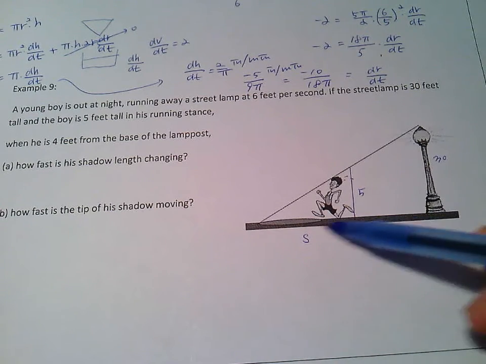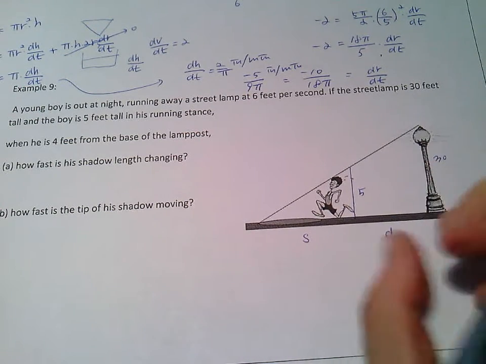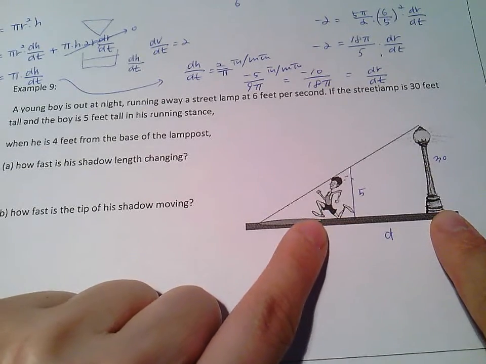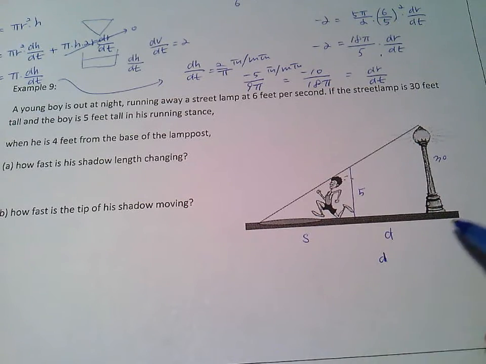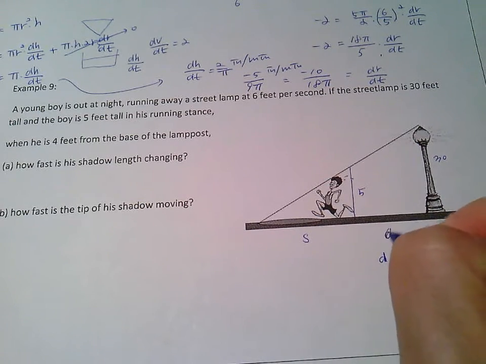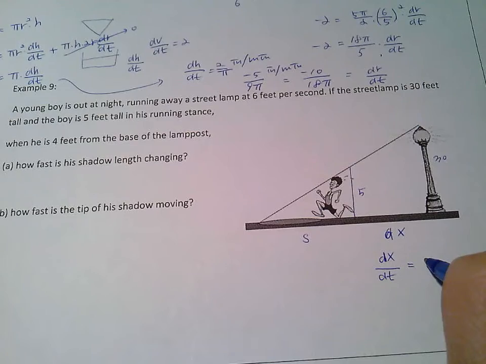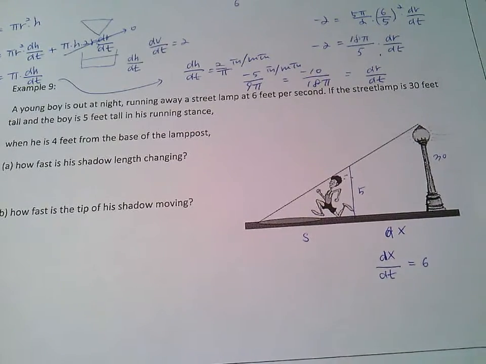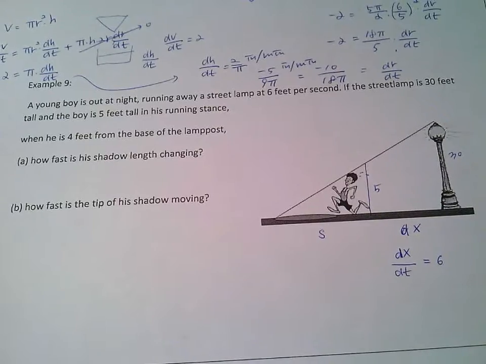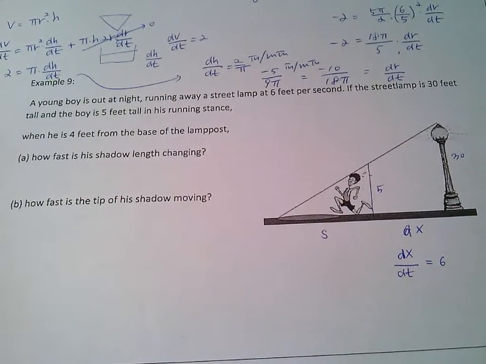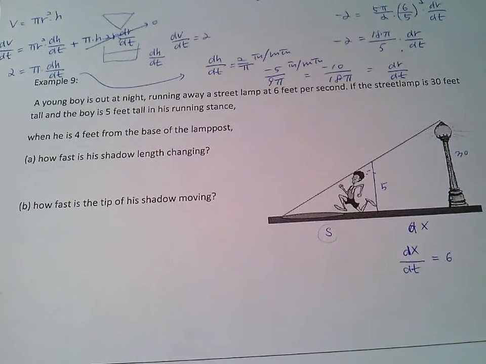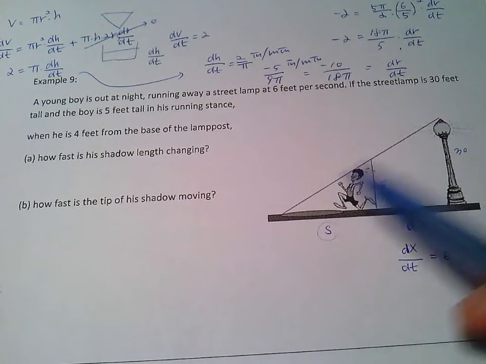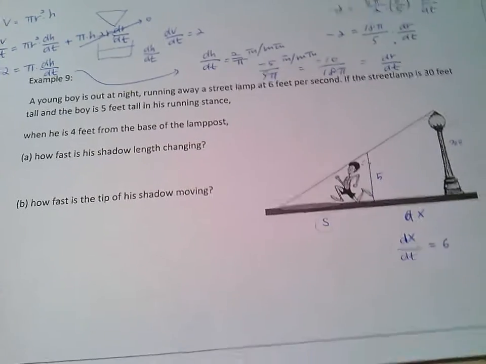Since he is running away from the lamp, the distance between the lamp and the boy keeps increasing. Why did I use the letter d? Can I just use x? I'm sorry about that. So dx over dt is actually positive, 6 feet per second, because x is increasing. Now, how fast is the shadow length changing? That means, what is ds over dt? That's the question.